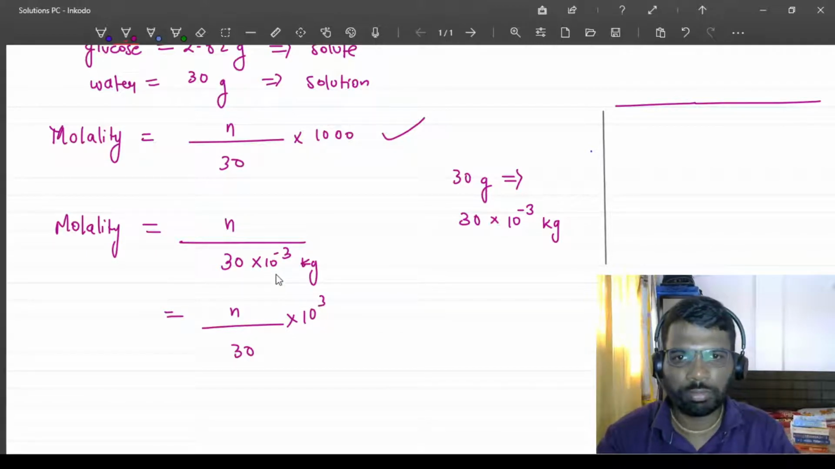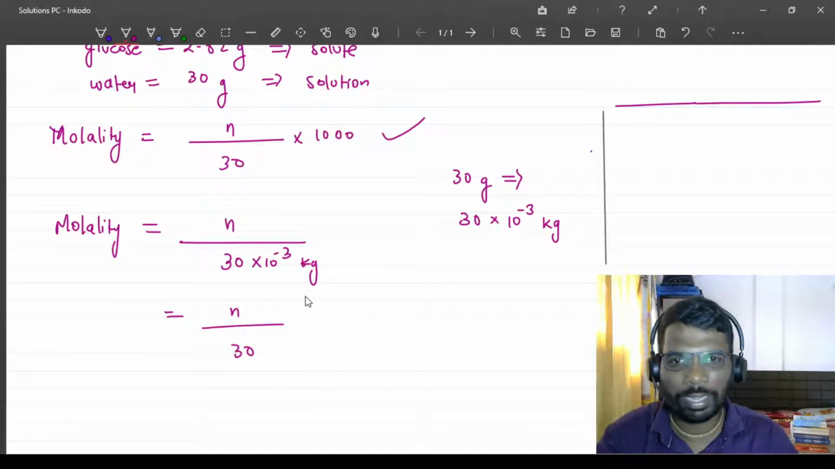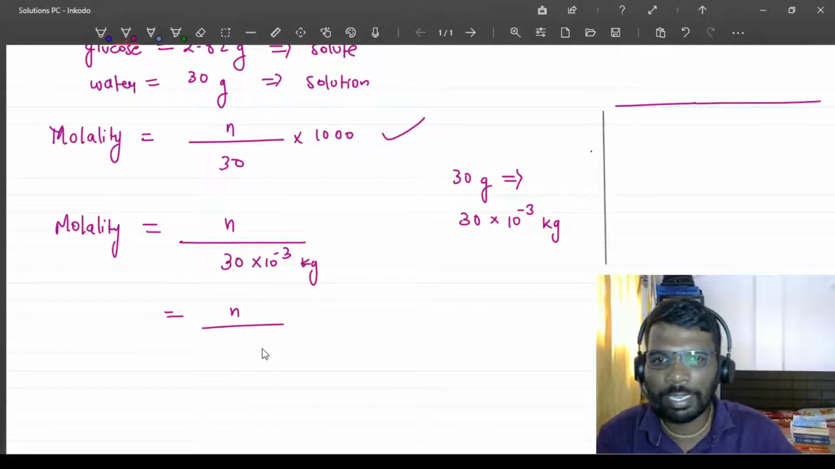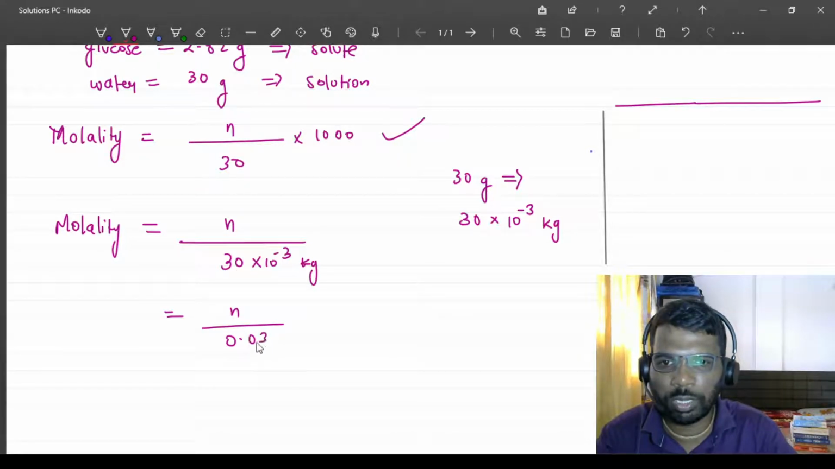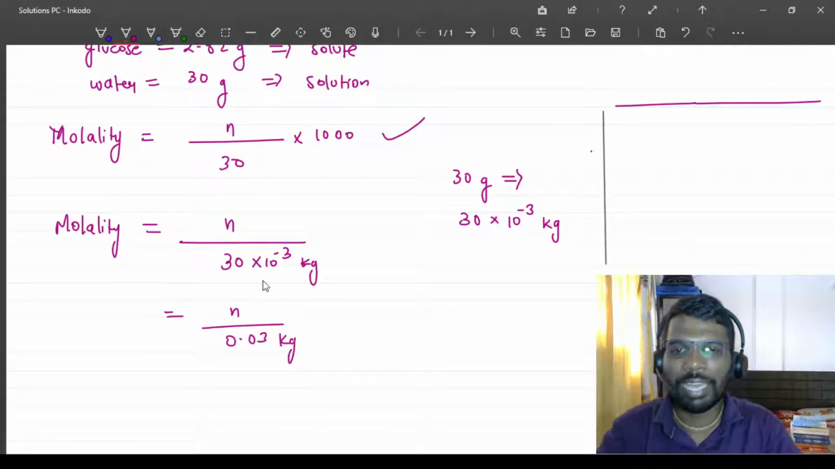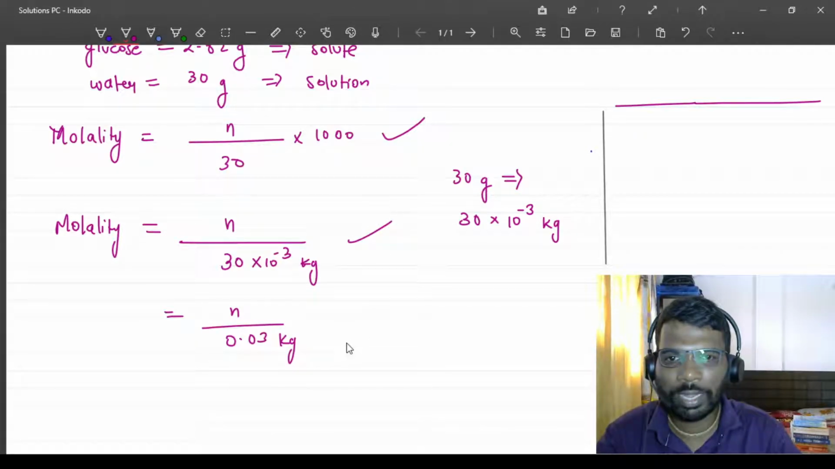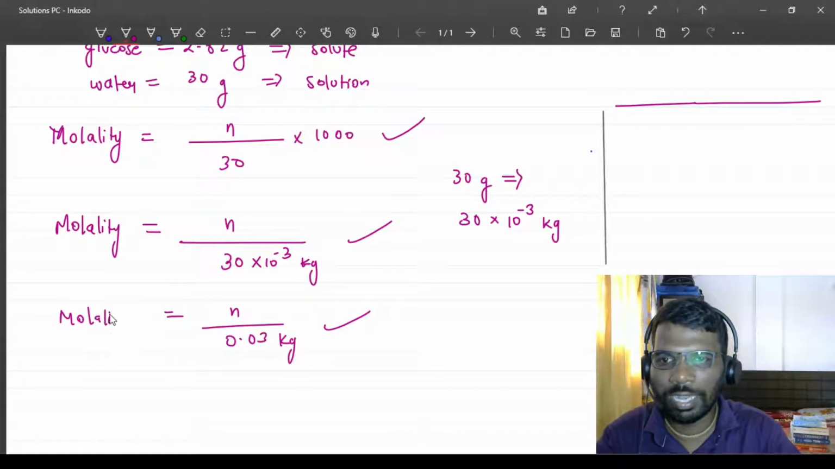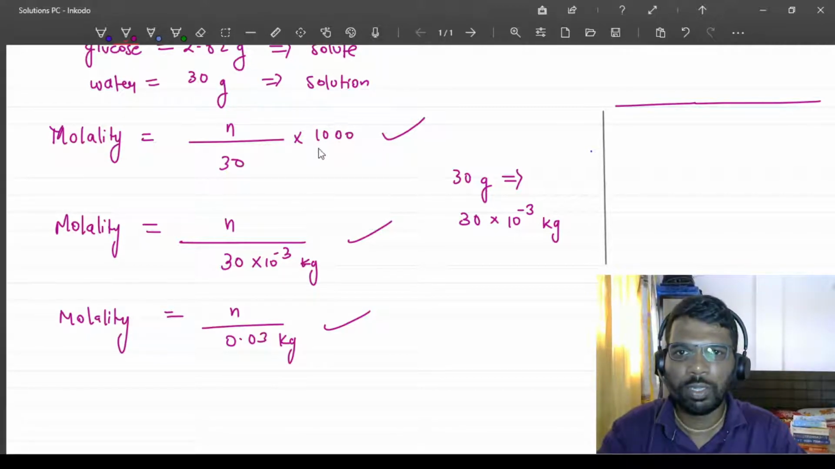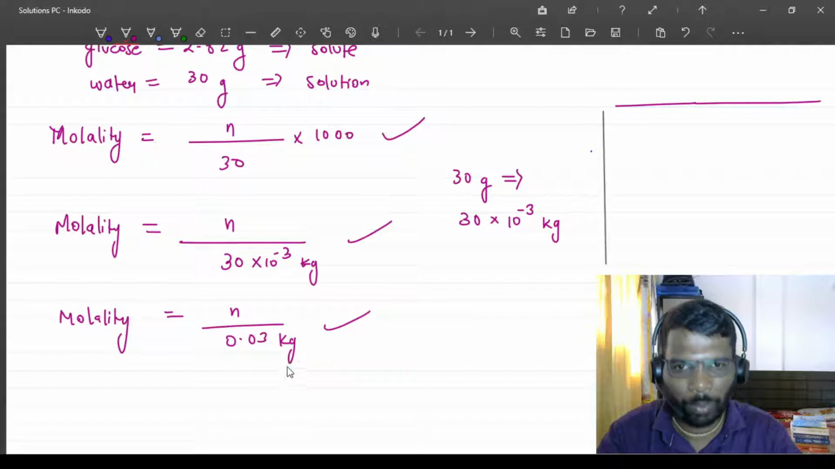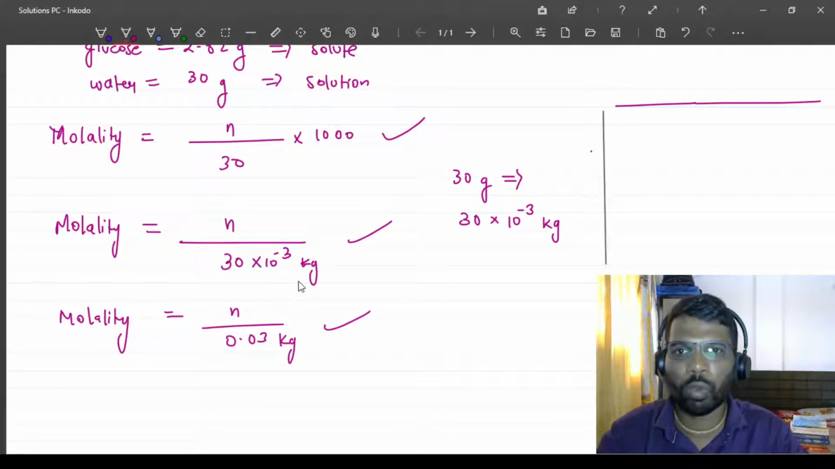So it is not a different thing. Whether you write it this way, or as 0.03 kg, it is fine. Writing this way is one and the same. So there is no need to get confused. You can write this way or this way. It is one and the same. You have already converted gram to kg in this formula.